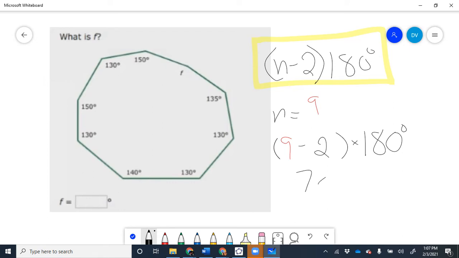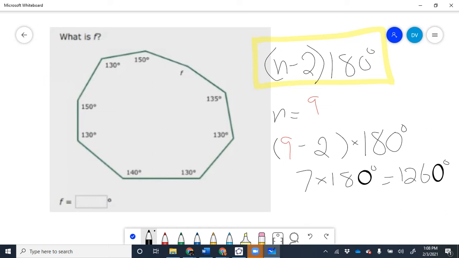So 7 times... I can't do that in my head. What's 7 times 180? 7 times 180 is 1,260, right? So all of the angles added together are going to equal 1,260, the sum of all these angles.